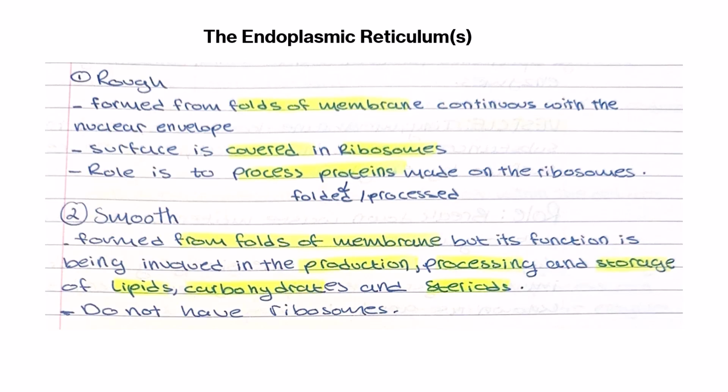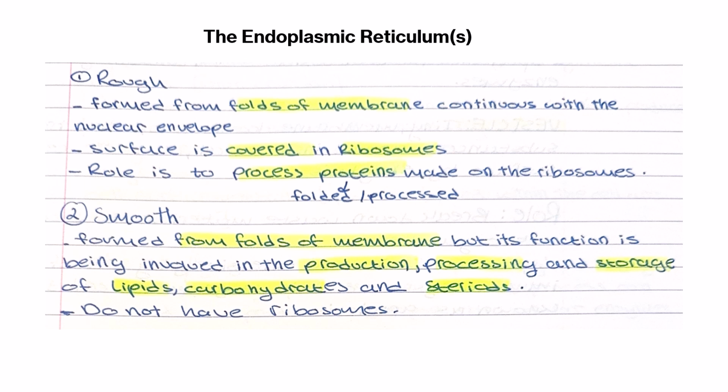Okay, now let's talk about the endoplasmic reticulums. We have the rough endoplasmic reticulum and the smooth endoplasmic reticulum. The rough endoplasmic reticulum is formed from folds of membrane continuous with the nuclear envelope. The surface is covered in ribosomes. So these ribosomes are bound on the surface. The role of the RER is to process and fold the proteins which are made on the ribosomes.